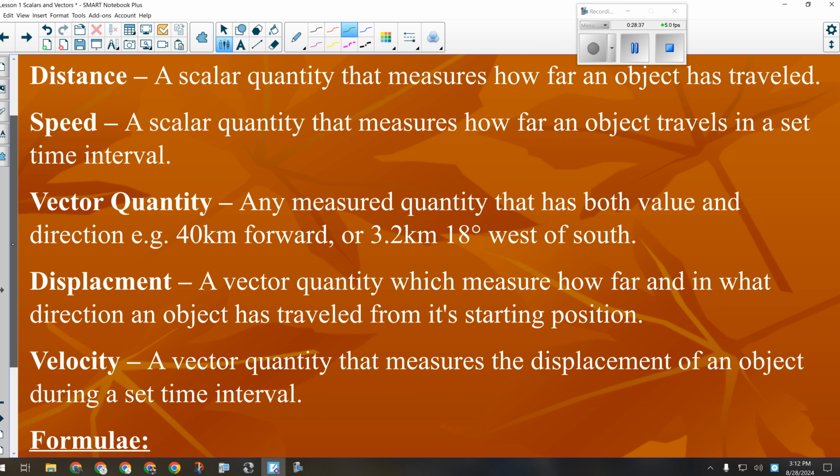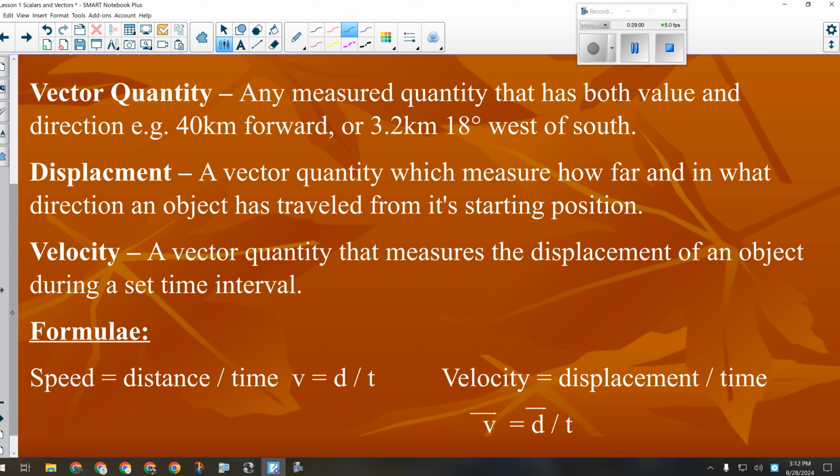So displacement, vector quantity that measures how far and in what direction an object has traveled from its starting position. That starting position part is important. It's change in position. Velocity, a vector quantity, is the rate at which you change your position. That's still going to be in meters per second, usually for this course, or kilometers per hour. And then you got your formulas here.